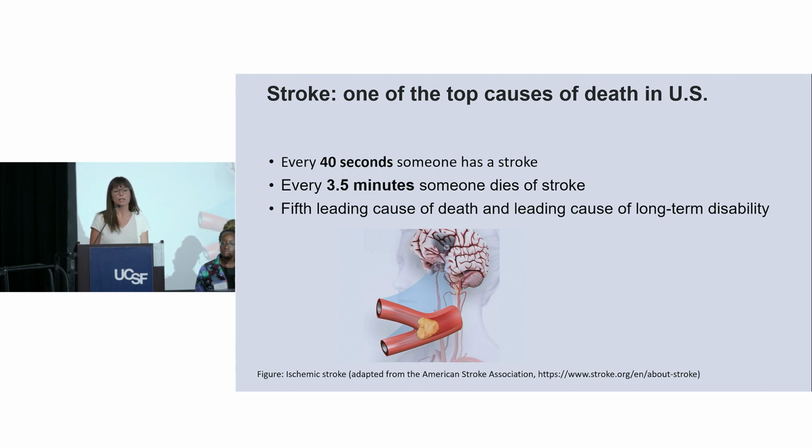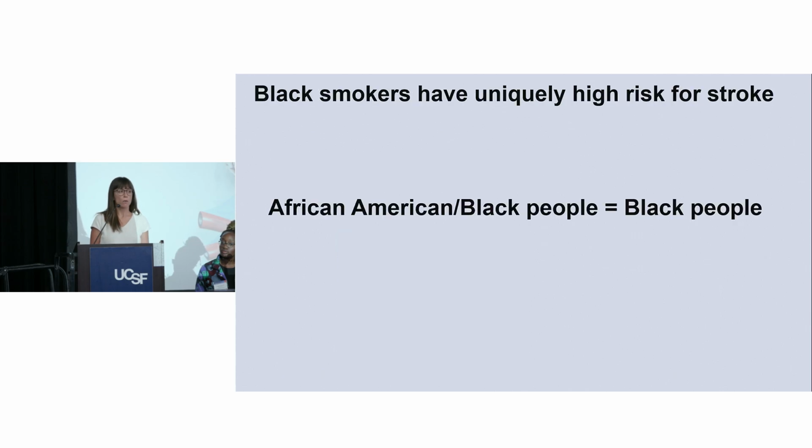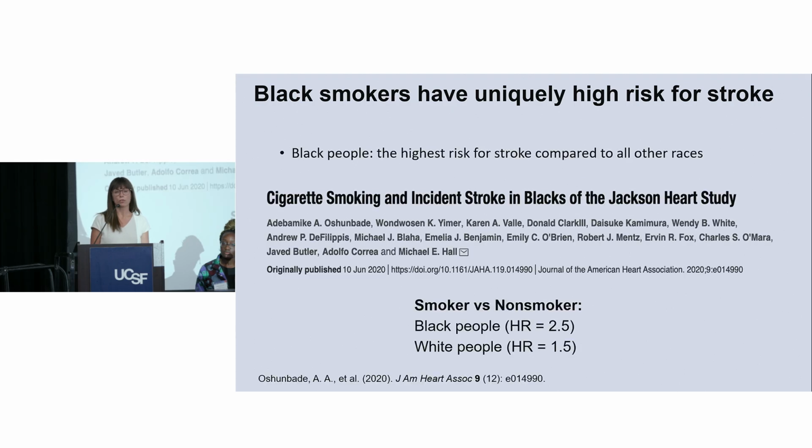Every 40 seconds, someone has a stroke, and every 3.5 minutes, someone dies of stroke. This makes stroke the 5th leading cause of death and leading cause of long-term disabilities. However, not all people have the same risk for stroke. African American Black people, or Black people, how I'm going to refer to this population throughout my talk, have the highest risk for stroke compared to all other races.